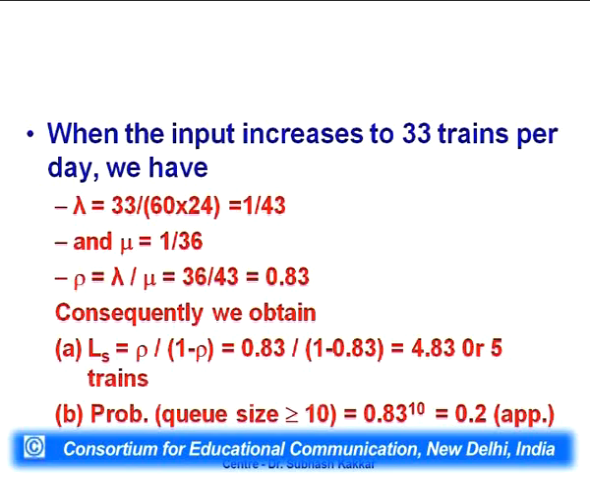Consequently, our two answers will now change. The first, Ls: the same formula used earlier will be used, which is rho divided by 1 minus rho, where rho is the traffic intensity. Again, it is equal to 0.83 divided by 1 minus 0.83, the answer is 4.83, or 5 trains in the system waiting and getting serviced. Probability of queue size greater than 10, again the same formula, this probability raised to power 10. So, the answer is 0.2 approximately, so 20% in this case.